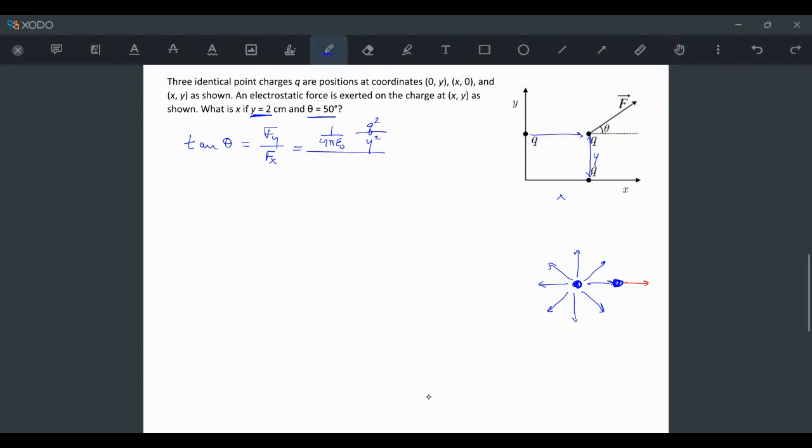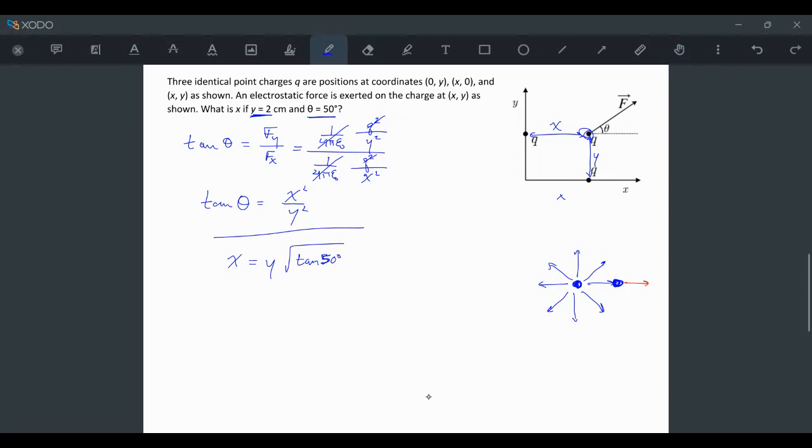We can do the same thing for the charge that's pinned to the y-axis. The distance here is x. We'll go through the exact same process. It's just 1 over 4 pi epsilon naught. The two charges are again q, so we square it, and we are left with a distance of x squared. A lot of this stuff goes away, and what we're left with is that tan theta is equal to x squared over y squared. Or in other words, we're looking for x. So x is equal to y times the square root of tangent of 50, not 30.